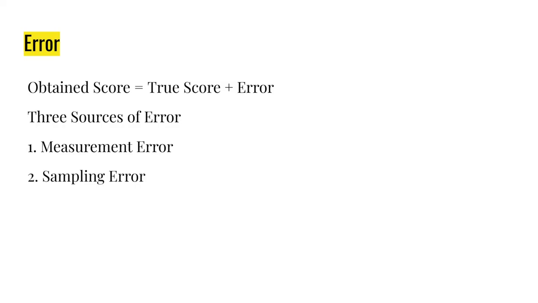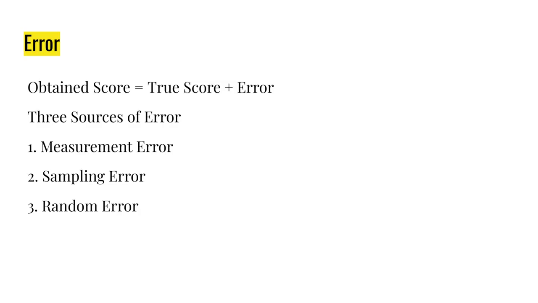Another source of error that we find is sampling error. Sampling error is the error that is introduced into our scores because we took a sample of participants rather than using the entire population. So there's some error in the scores that we obtain just because we didn't test everyone. And then our third one is random error.